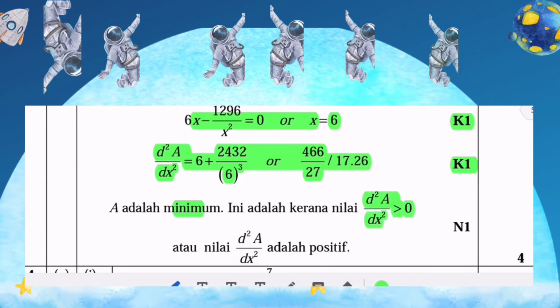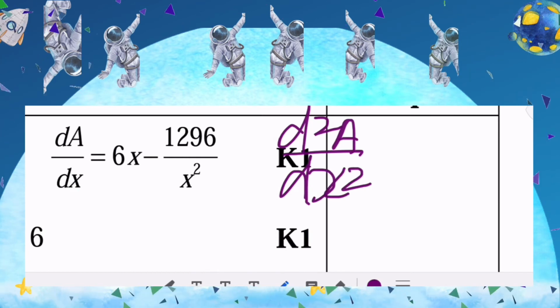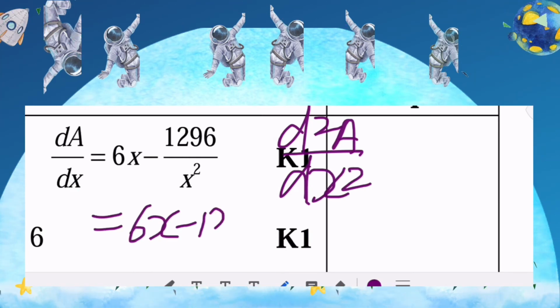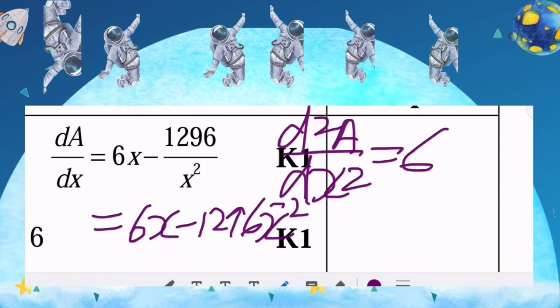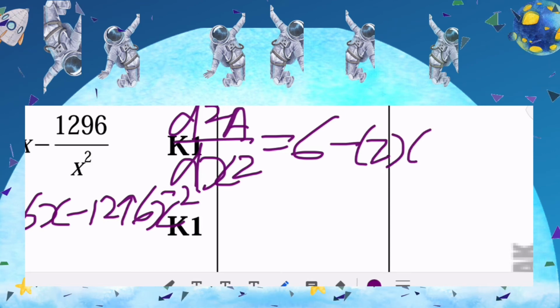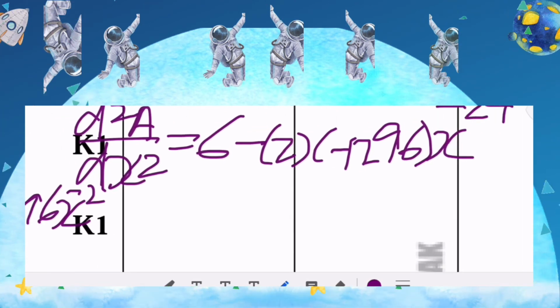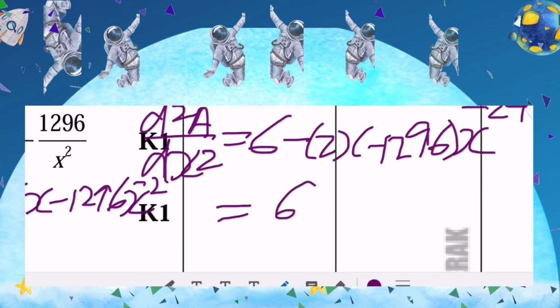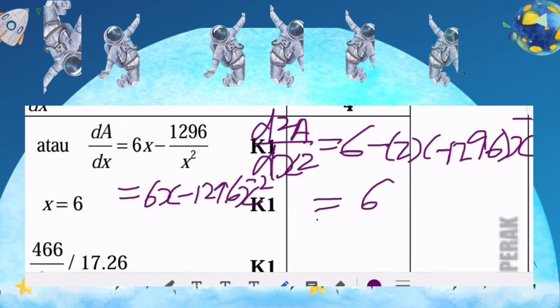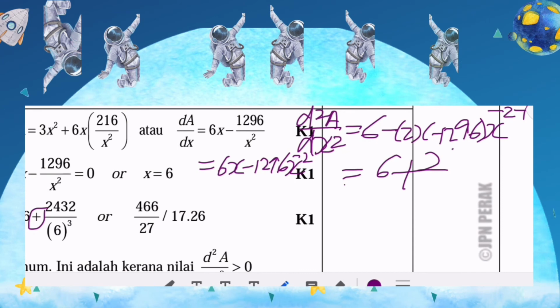So we need to differentiate again the dA/dx, which is 6x minus 1296x^(-2). So if I differentiate again, 6x becomes 6. Negative 2 is a power times with negative 1296, so it becomes positive, right? x^(-2-1), the power has to reduce by 1. So I'm getting 6 plus, it is a positive now, because it's a negative times a negative. I will get positive 2592, right? Over x to the power 3. This is the second derivative, or we call it d²A/dx².